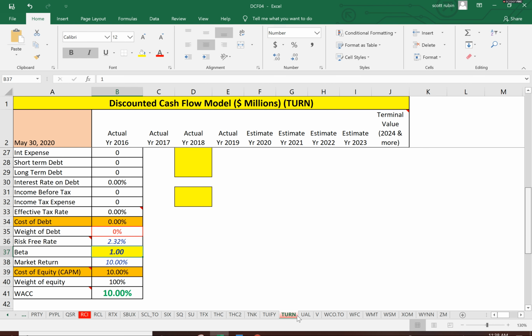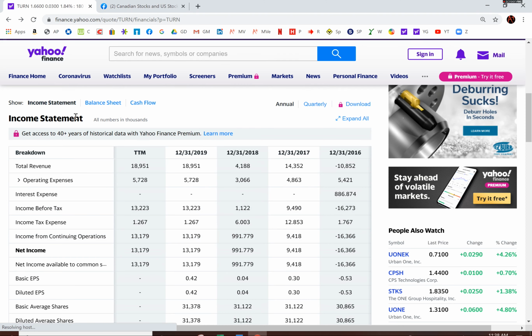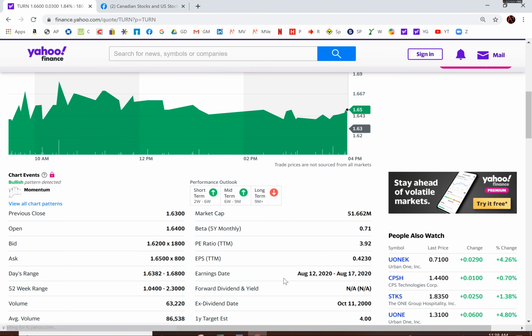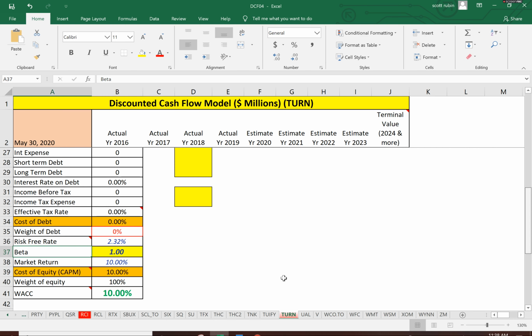So let's figure out the cost of equity. This is going to be an easy one. 0.71 beta, that's a really good beta. That means it's very low volatility. Anything under 1 is very secure. So the capital asset pricing model calculates the cost of equity at 7.77%.